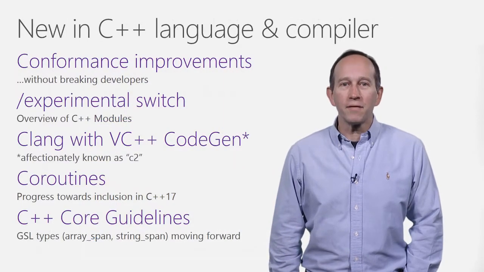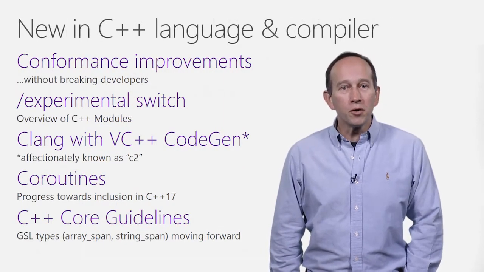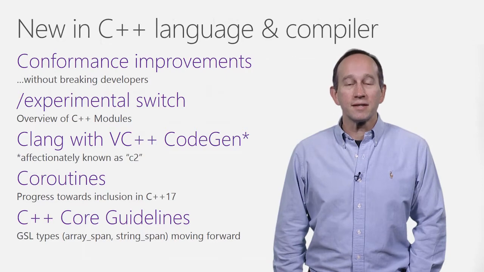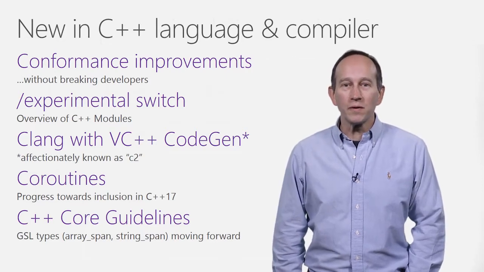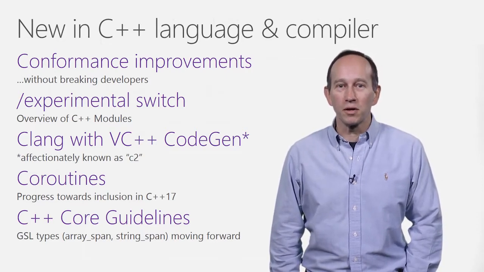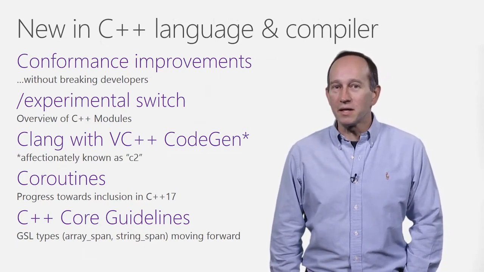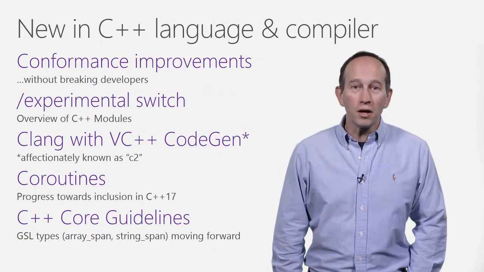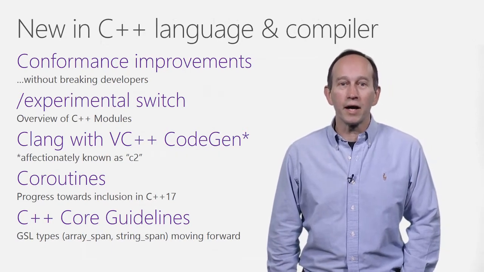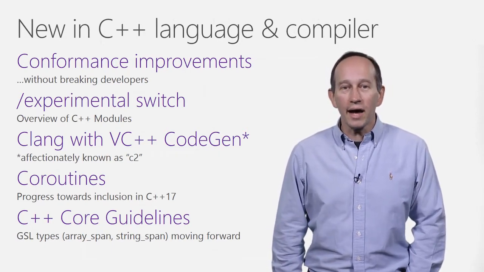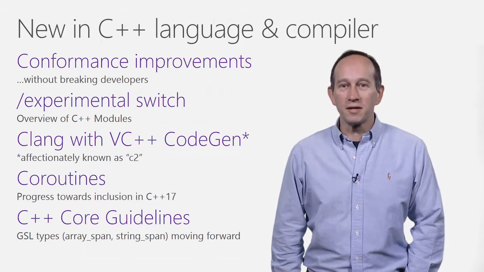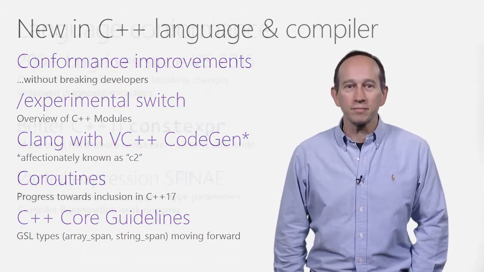We'll be talking about five areas today. First, improvements we've made in standards conformance. Second, how we're rolling out experimental features such as C++ module support. Next, enabling you to use the Clang compiler in addition to the VC++ compiler. Then, coroutines, a negative overhead abstraction for concurrency. Lastly, one you might have already heard about, the C++ core guidelines.